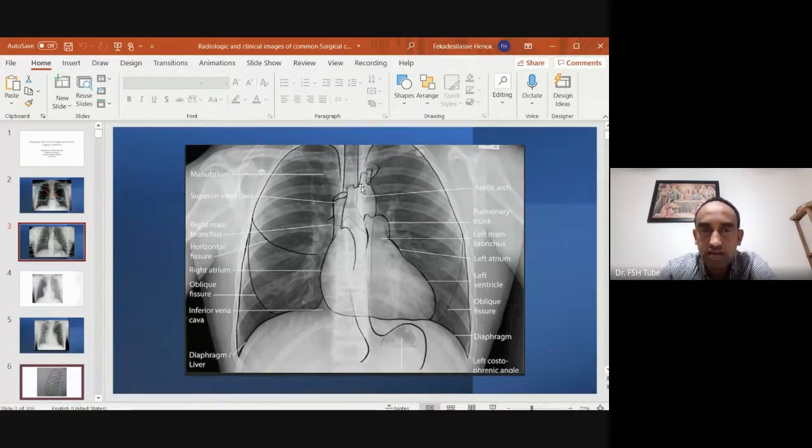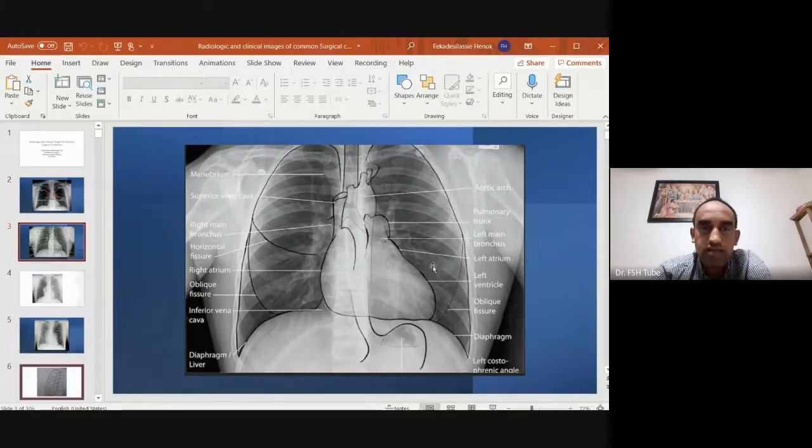So this is the heart, obviously. The heart is filled with blood, that's why it's appearing white. Anything fluid, including blood, appears white in plain X-rays, right? So that's why the heart is white. And anything which is filled with air appears black, that's why the lungs appear black. So these are the lungs.